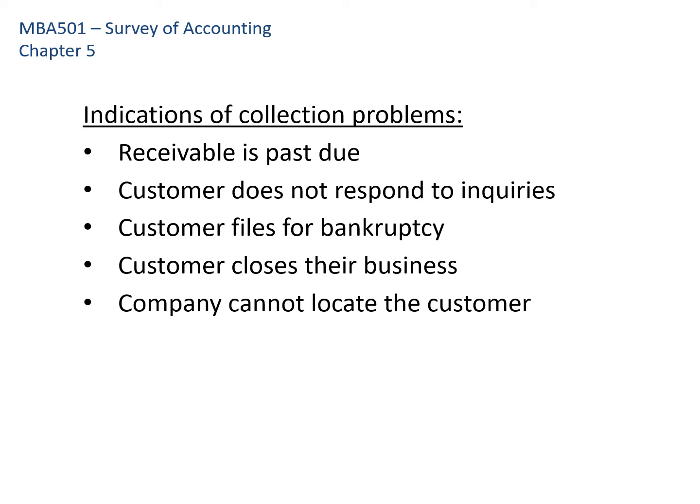So the number one indication that you might have a problem is that the receivable is past due. If you invoice somebody on 30-day terms and the 31st day arrives and you haven't seen the payment from them yet, that's the first indication there's a problem. The number one thing you can do to prevent collection problems is to call people on the 31st day. So don't wait until months have gone by before you make your first collection call.